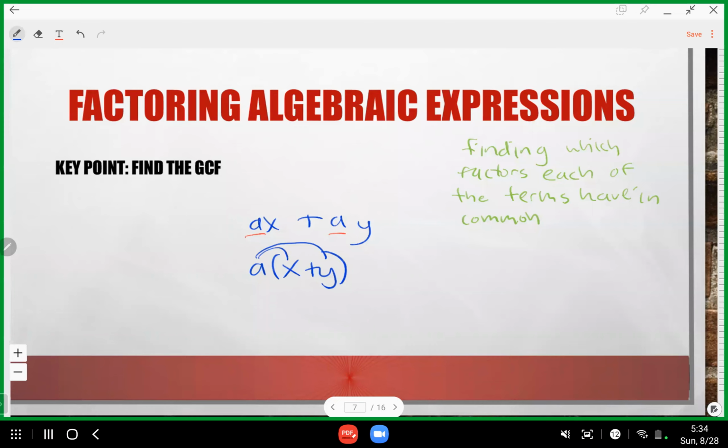Now, why didn't we pull x out? That's because we can't pull x from each term equally. We can't pull an x from ay because there simply is no x. For example, if you have 6x plus 10, you can't pull the x from 10, because there is no x in 10. So we can only pull the a out, and then this is the factored form, a times x plus y.